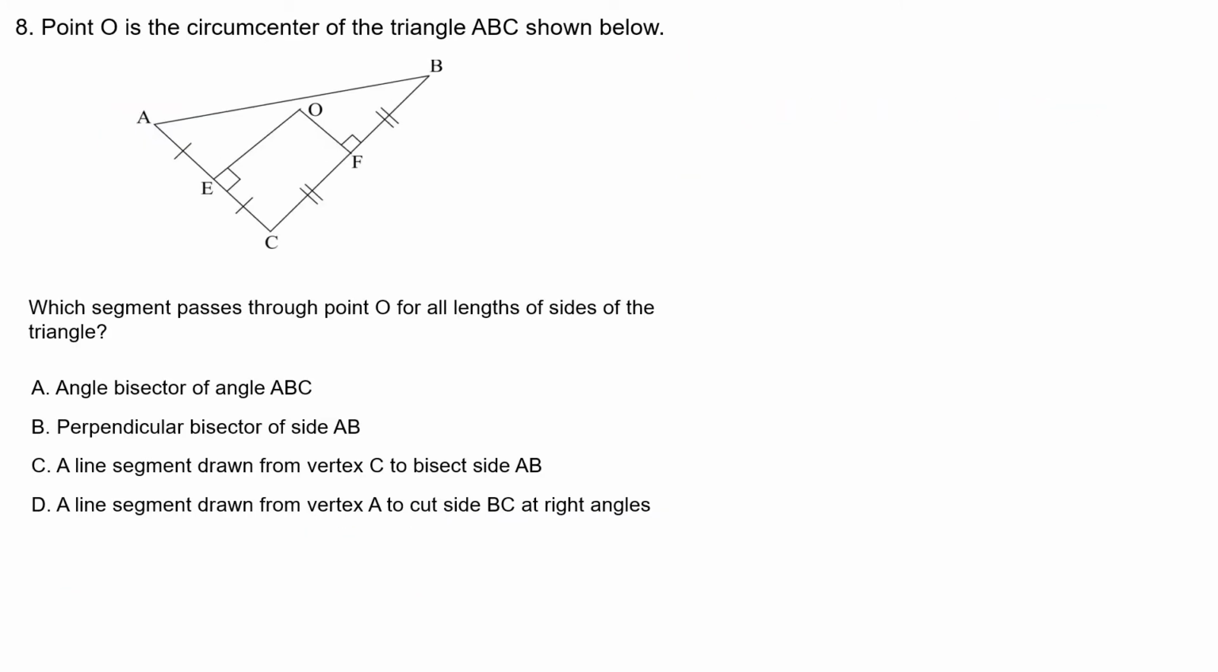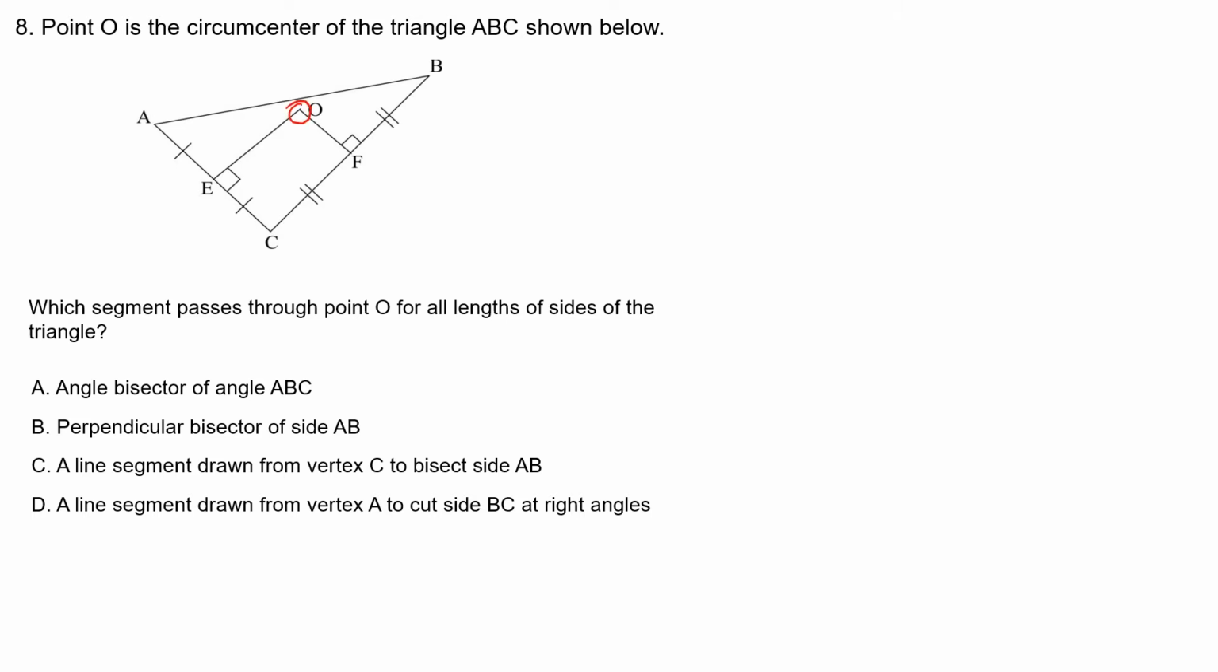Let's take a look at number 8. It says point O is the circumcenter of the triangle ABC shown below. Which segment passes through point O for all lengths of the sides of the triangle? Let me read the question carefully. So this is point O.